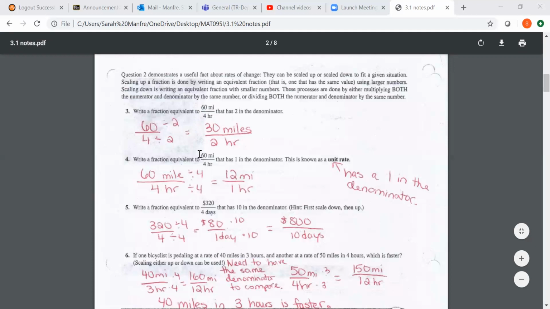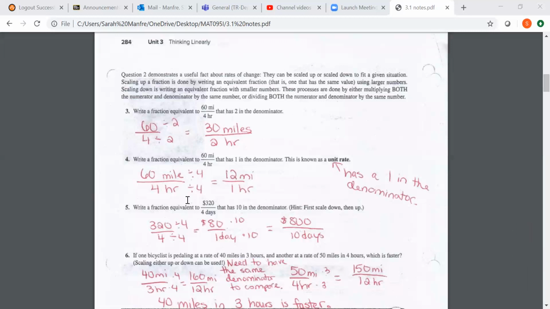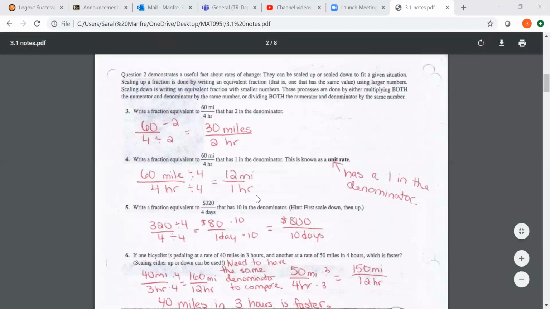All right, write 60 miles per 4 hours that has a 1 in the denominator. So to make it have a 1 in the denominator, I'm going to divide by 4. 4 divided by 4 is 1. 60 divided by 4 is 12. Now, this is an important rate because anytime you have a 1 in the denominator, that is a unit rate, per 1. Anytime there's a 1 in the denominator, it will be called a unit rate, and that is very important.